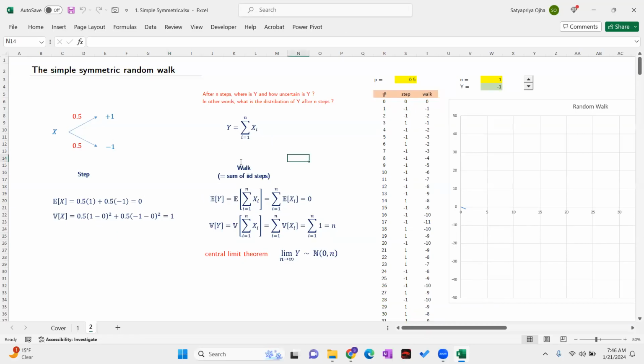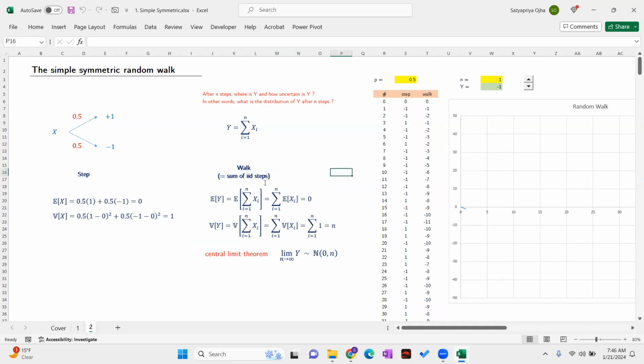Now, let's talk about a walk. What is a walk? A walk is sum of steps, right? This is just a sequence of steps. So you add all the steps together, you get a walk. So define y as a walk, which is nothing but sum of n steps, as you can see. Nothing fancy. Now, it is not just n steps, it is sum of IID steps.